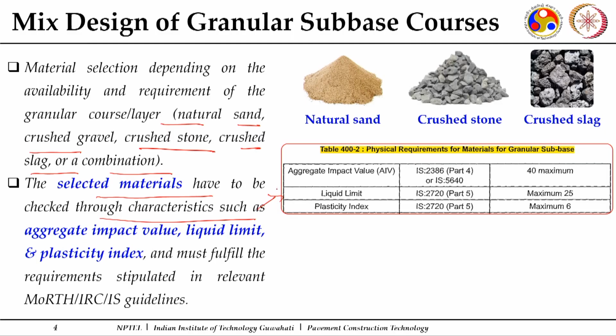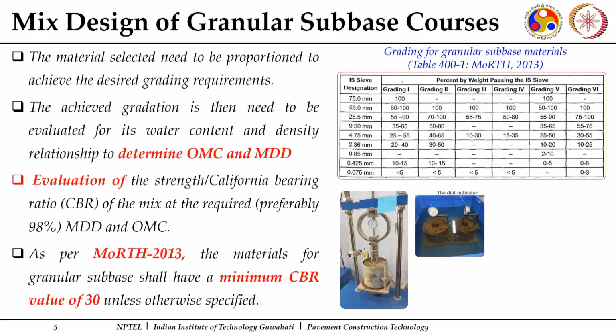Here it says the selected materials have to be checked for their characteristics. What are the important characteristics for material to be used in sub-base courses? Aggregate impact value, liquid limit, and plasticity index. It says the liquid limit should be less than 25, the plasticity index should be less than 6, and the aggregate impact value is also required. We discussed that if certain aggregates are susceptible to saturation with water, or have higher water absorption, then we can go for the wet aggregate impact value also.